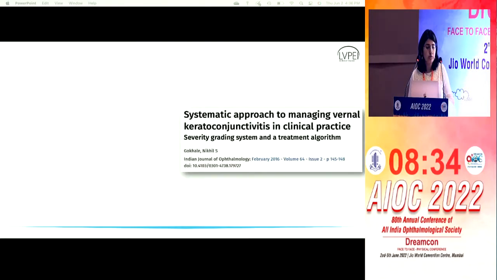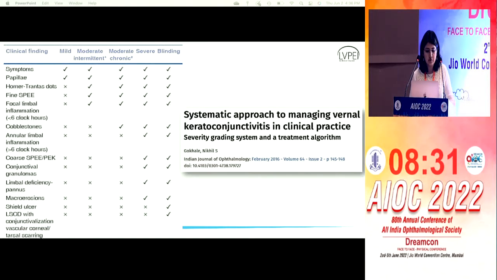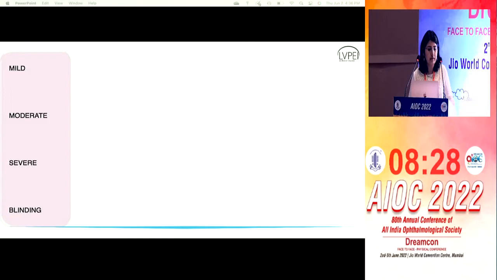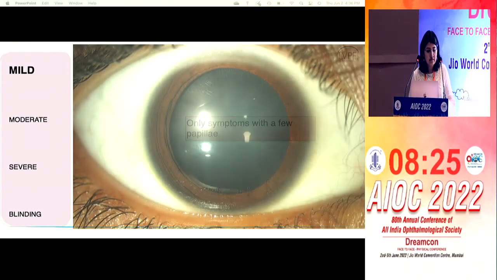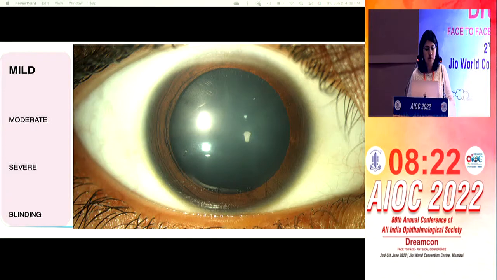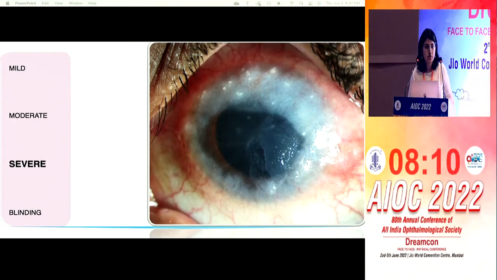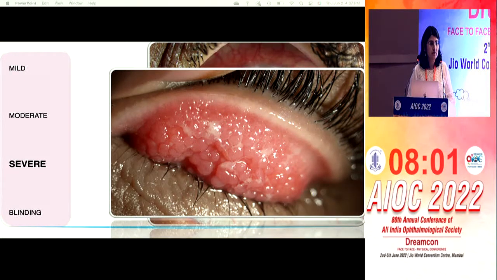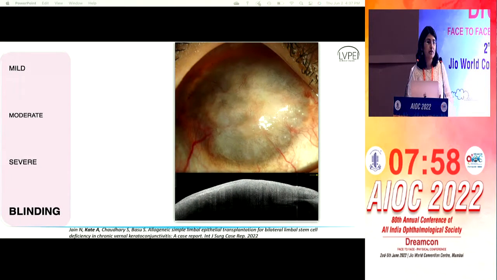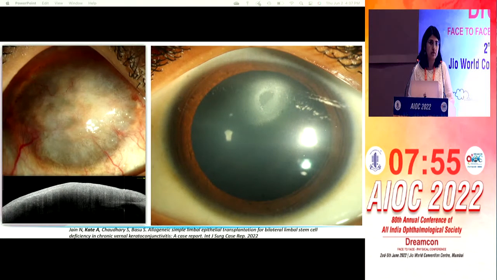Next, coming to the classification of severity. This is a classification that was proposed that classified ocular allergy into mild, moderate, severe, and blinding. The disease is considered mild if the patient has only symptoms with a few papillae. It is moderate if the patient has up to 6 clock hours of limbal involvement with limbal inflammation, Horner-Trantas spots, or very fine SPKs. If this progresses to annular involvement of the limbus, or if there are coarse macroerosions, as can be seen here, because of giant papillae, then the disease is considered severe. And if this progresses until the patient develops total limbal stem cell deficiency, or a very severe shield ulcer with scarring, then it is blinding.